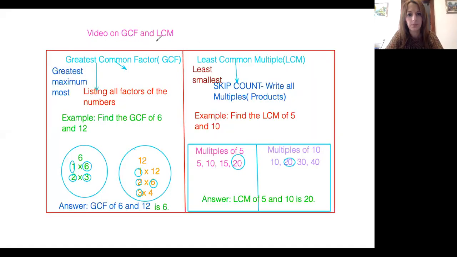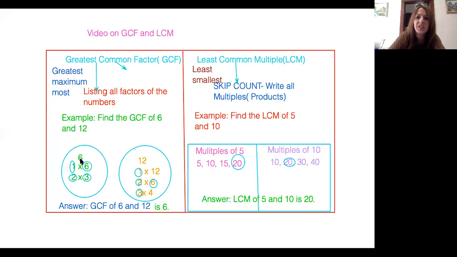So, okay. When we are talking about finding the greatest common factor, which is on the left, where my cursor is, when you see the word greatest common factor, immediately you need to think of the words greatest, maximum, and most. And when you find the greatest common factor, what you're going to do is you're going to list all the factors of the number. So let's look at my friend 6 and 12. We want to find the greatest common factor of 6 and 12.